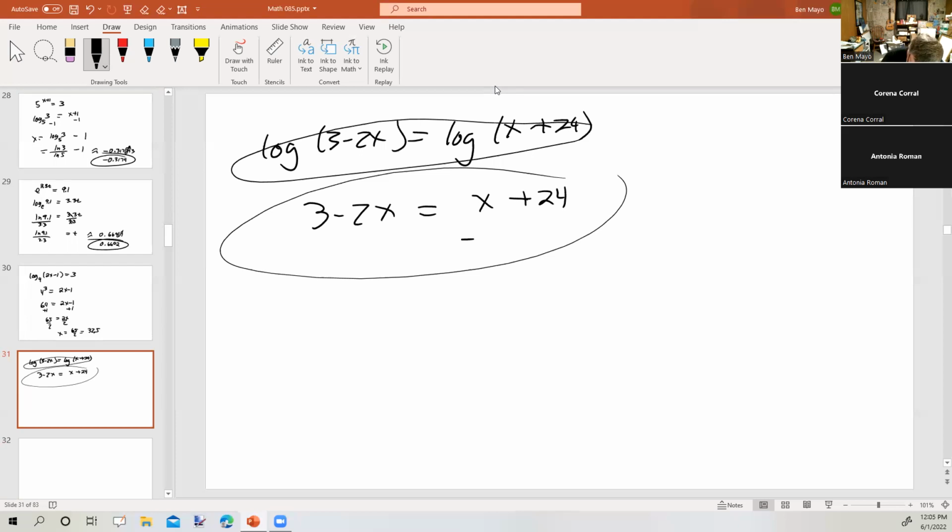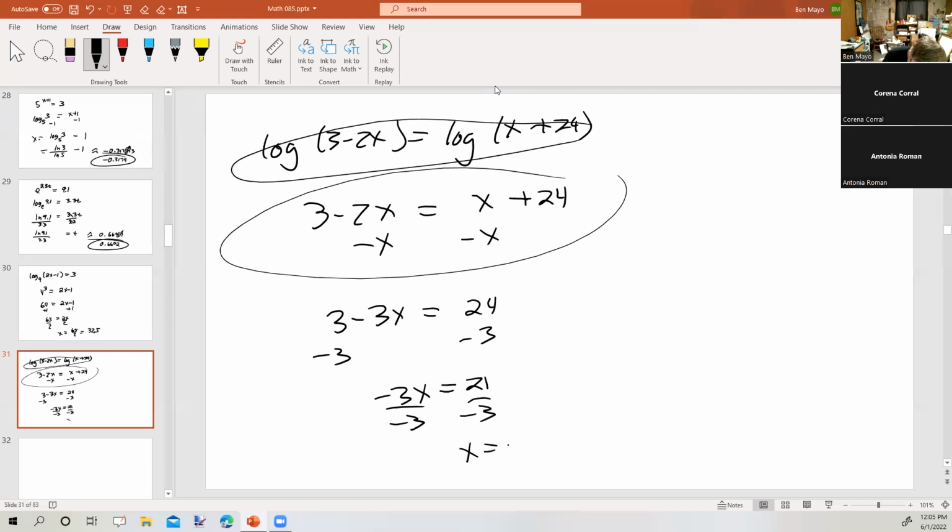I'm going to solve for x. I'm going to subtract x from both sides. Subtract 3 from both sides. Divide by negative 3, x equals negative 7. Okay.